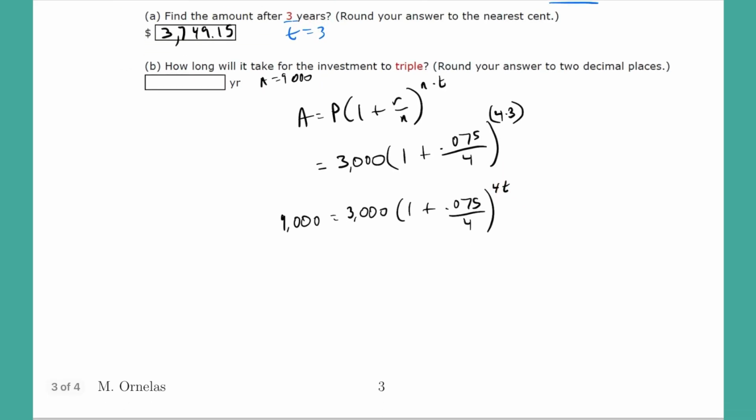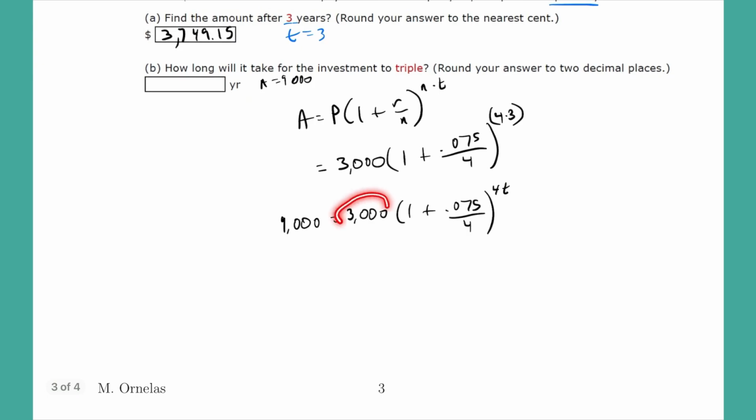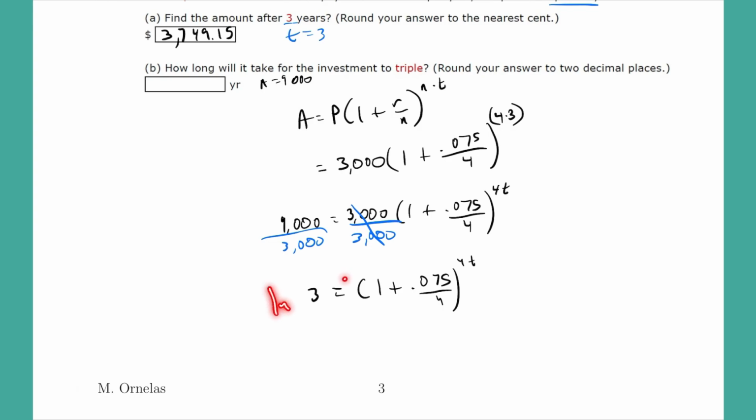So let's see when this would be. So first thing you want to do is clear this out by dividing both sides of the equation by 3,000. So you end up with 3 equals (1 plus 0.075 divided by 4) to the 4t. And now what you want to do is you want to take the log of both sides. You can do a natural log if you prefer, or a normal base 10 log. The point is you want to get the exponent to come down because you got the variable there. So I'm going to do base 10.